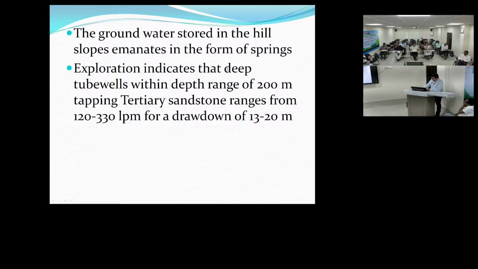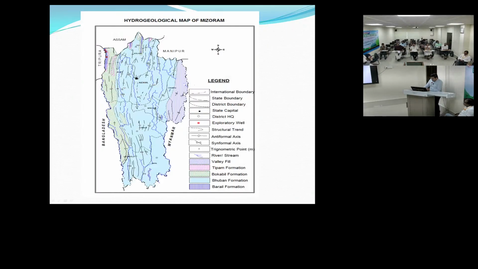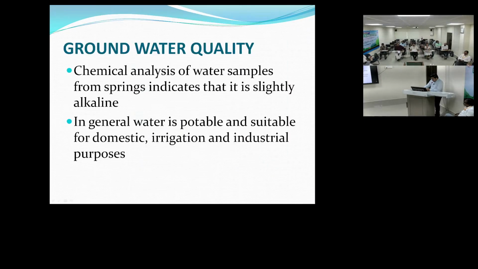Exploration has been done by CGWB within the depth range of 200 meters, tapping tertiary formations with yields ranging from 100 to 300 liters per minute. Drawdown is 13 to 20 meters. So this is the hydrogeological map of Mizoram. Quality wise, the spring samples have been analyzed and are slightly alkaline, and generally the water is potable for drinking and domestic purposes.